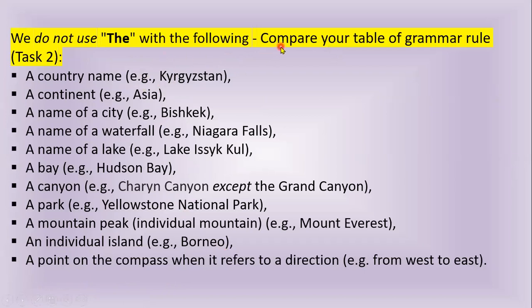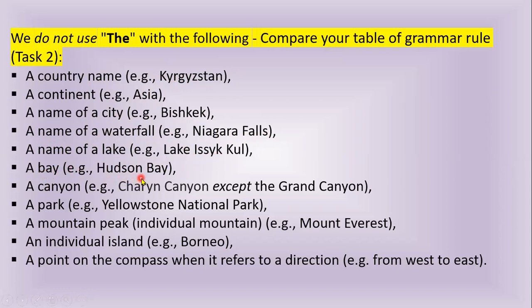Again, compare your table of grammar rules from task 2, whether you did it wrong or right, or make additions or corrections. Okay, so country name, we don't use the article: Kyrgyzstan, we don't say the Kyrgyzstan, but when the word republic is there, we use the Kyrgyz Republic. Continent, Asia. Name of city, Bishkek. Name of waterfall, Niagara Falls. Name of lake, Lake Sonkul. See, pay attention. When you talk about a river, we use "the", but when you talk about a lake, we don't use the article.